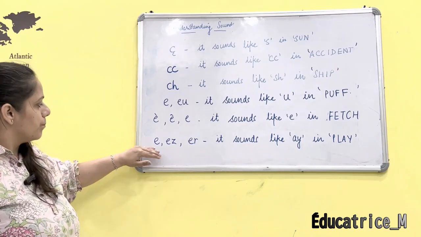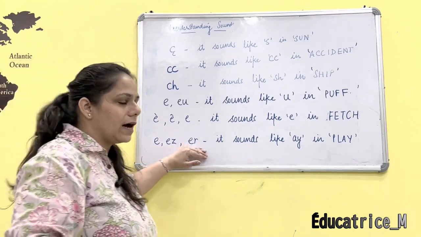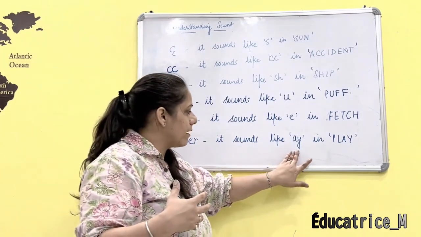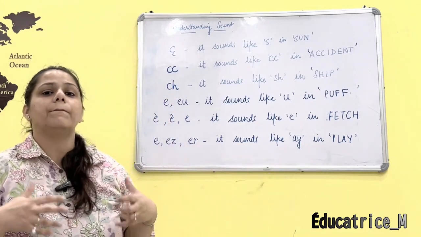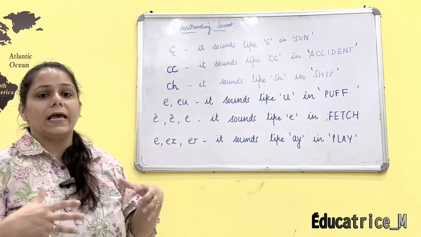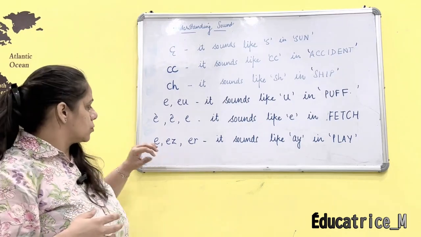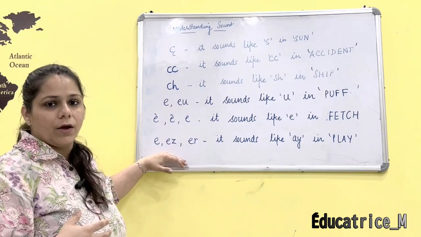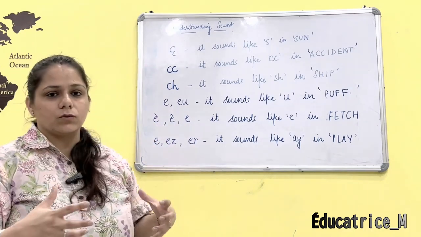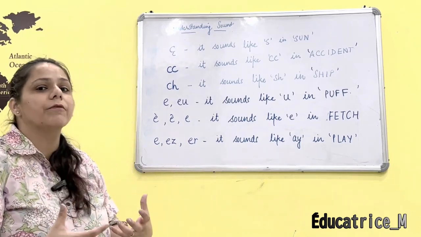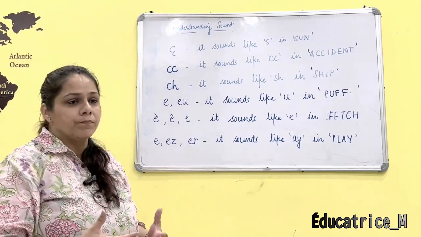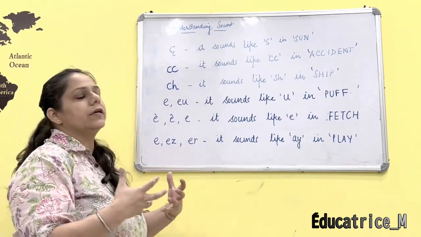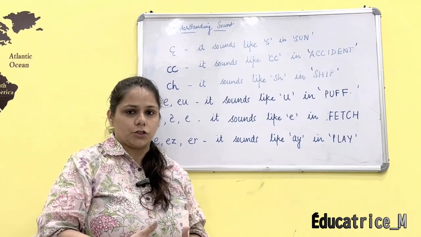Then next we come to this E, EZ and ER together. They will sound like the AY in the word play. So it would be like A. So this is the sound of A and this is the sound A and A, right? So these are the sounds. We have to understand the sounds before learning anything in French. So this is really mandatory to keep a note of each and every sound whenever they are appearing in any of the alphabets of French.